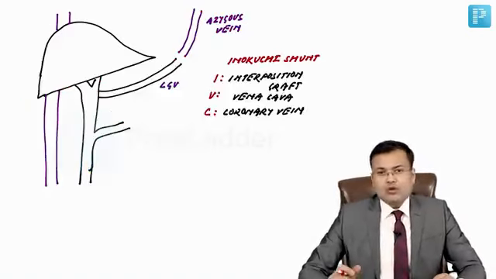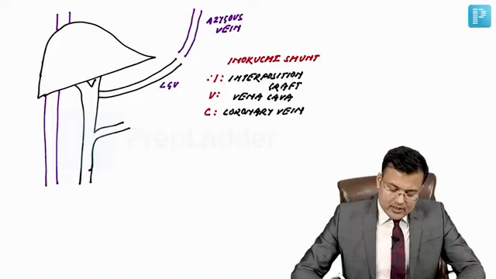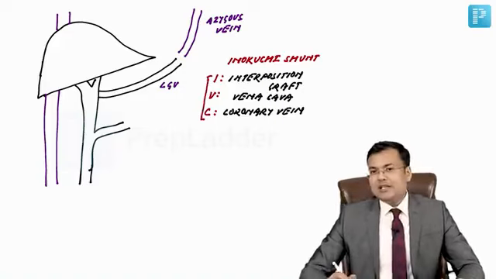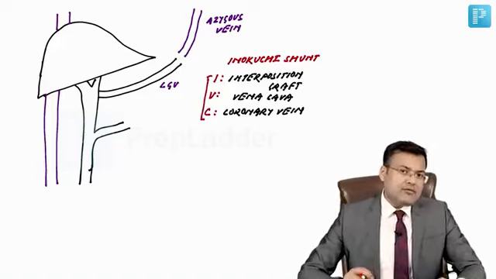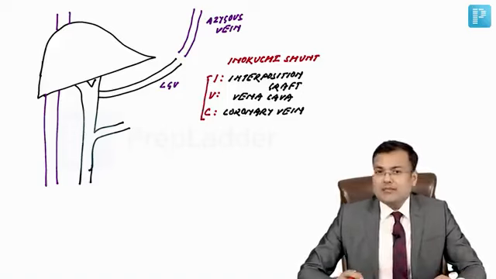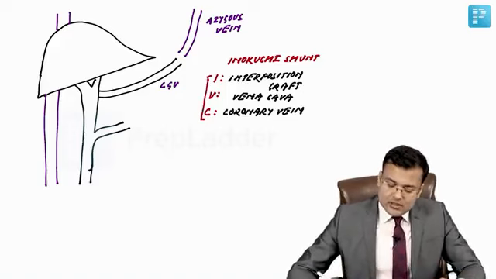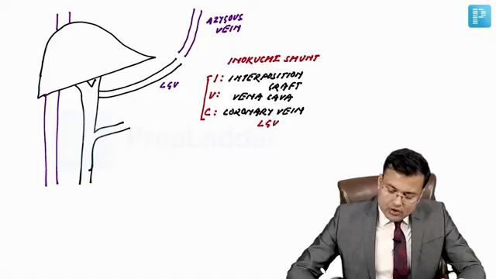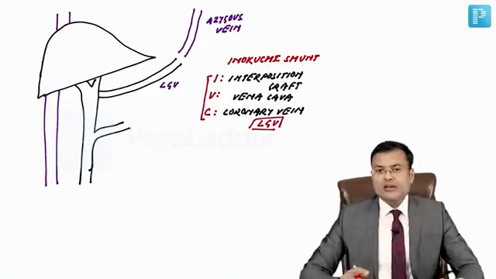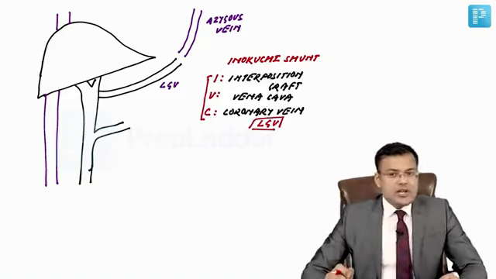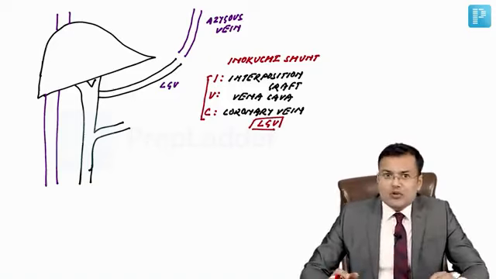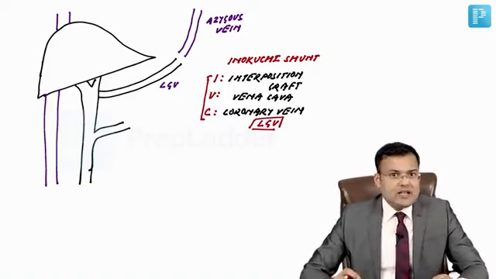Next shunt is Inokuchi shunt. How to remember first? Mnemonic is IVC. I means interposition graft between vena cava, and C means coronary vein. What is the other name of coronary vein? It is also known as left gastric vein. So it is an interposition graft between vena cava and coronary vein, which is also known as left gastric vein.